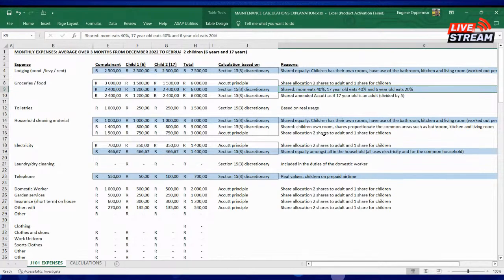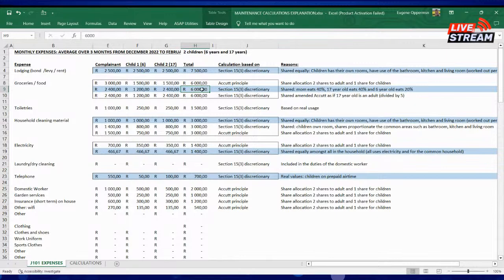But let's keep it fair and say, okay, right, you know what? The 17-year-old only eats 40%. And the remainder, 20%, is allocated towards the 6-year-old. So that is an easy calculation to make to say, okay, right, of that 6,000 Rand that is allocated or spent on food per month.